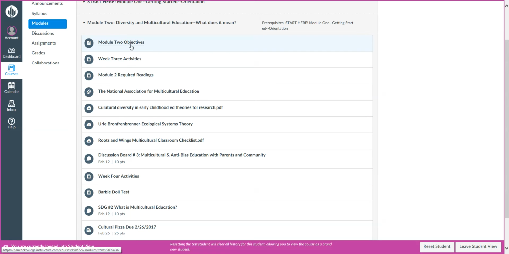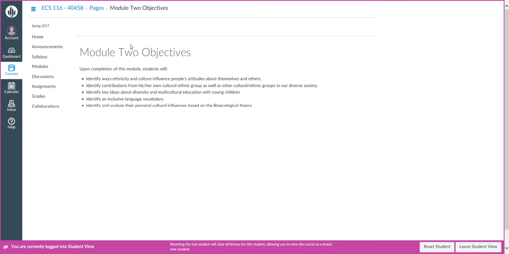The first thing we're going to take a look at is the Module 2 objectives. In this module, we're looking at identifying ways ethnicity and culture influence people's attitudes about themselves and others. We're also looking at the contributions from your own cultural ethnic group as well as other cultural ethnic groups to our diverse society. Further, we're going to be identifying key items about diversity and multicultural education when working with young children. We're going to talk about inclusive language vocabulary, which is part of your discussion board prompt, and also analyzing your personal cultural influences. And we're going to be bringing back Urie Bronfenbrenner from ECS 100 and his bioecological theory.